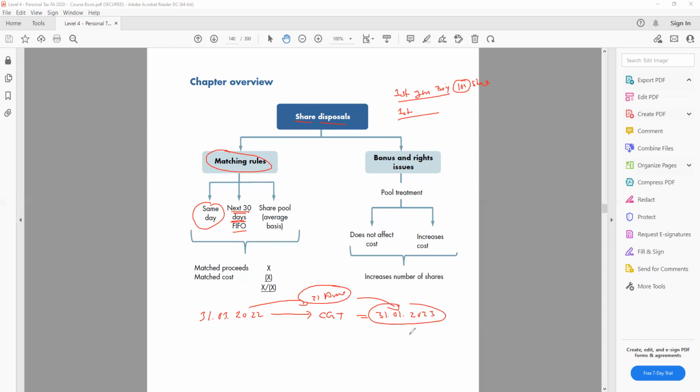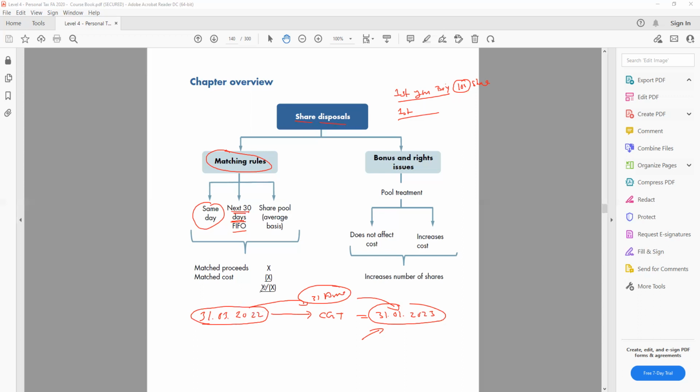So 31st of January is the deadline, and on that deadline, I have to do the calculations. If I buy any shares after 31st of March, this is my year ending for example, or 5th of April is the year ending, then from that day, the next 30 days, I will know, because I don't have to send the tax return on that day.